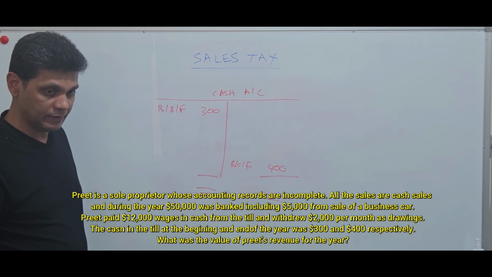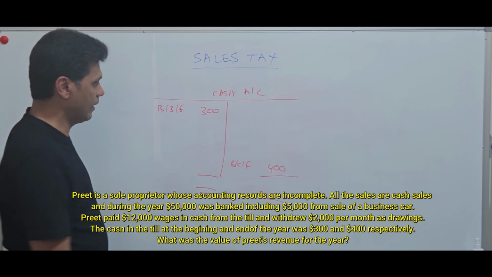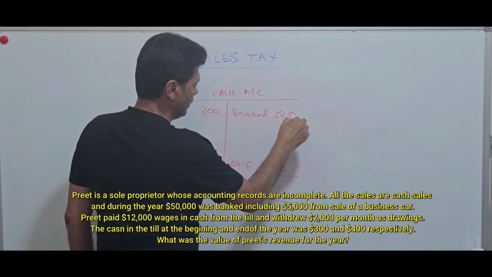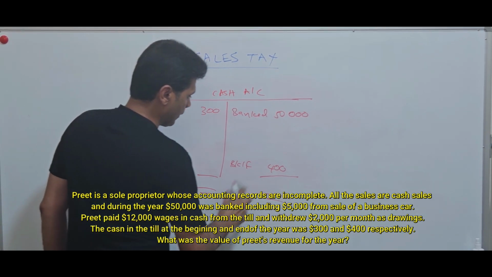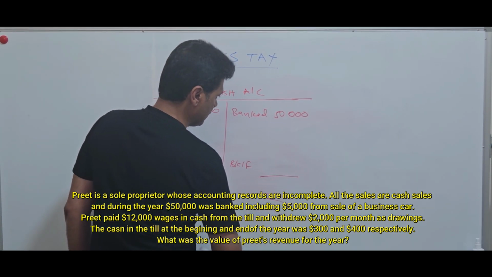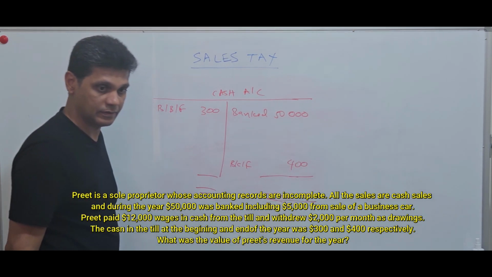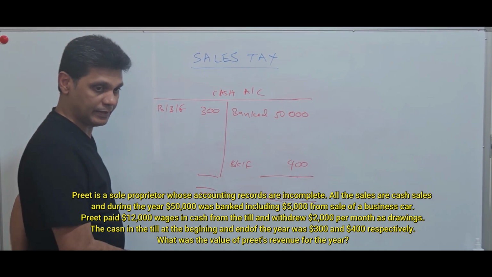What did he do for that 50,000? He banked it. So it's not cash sales. He banked 50,000. We are just preparing the cash book here. Okay, 50,000. Then what is the next? What is 12,000? Wages, cash. He paid wages.